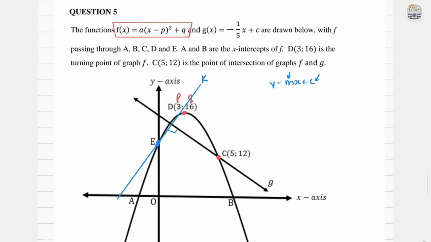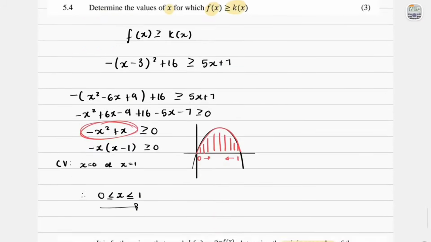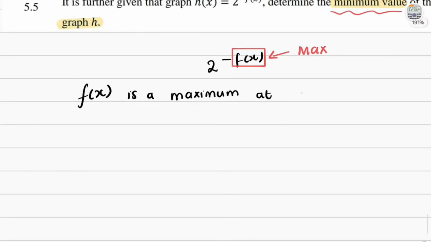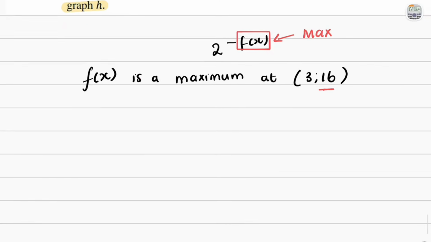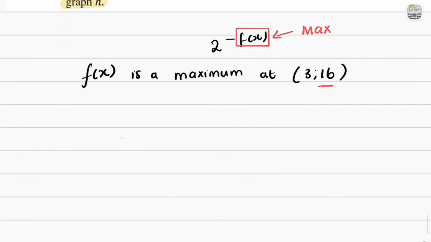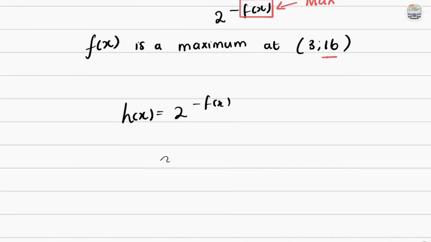And it happens at x equals 3. Okay, so we can see that it is a maximum at 3 and 16. The highest y value we have is 16. So substitute that in here, and that would be the smallest possible value 2 to the power of negative f of x would be. So h of x would be a minimum where this is a maximum, and we're just going to substitute. This will be 2 to the power of negative 16.